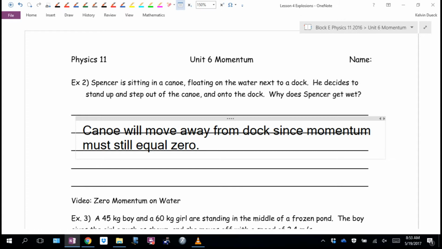Okay. By the way, the way you get out of a canoe is, rather than step out, you turn. Momentum is still 0. You sit on the edge of the dock, and now you've got some friction between your body and the dock, and you can lift your feet out.